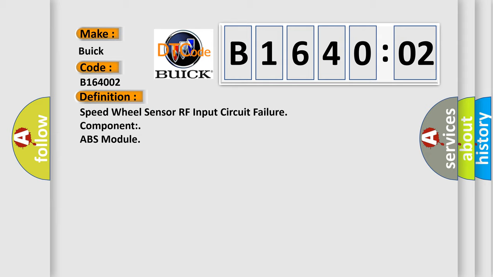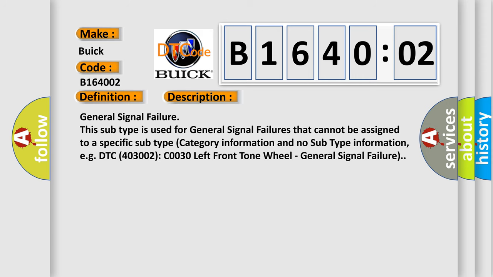And now this is a short description of this DTC code. General signal failure. This subtype is used for general signal failures that cannot be assigned to a specific subtype category, with no subtype information, e.g. DTC 403002 CO030 left front tone wheel, general signal failure.